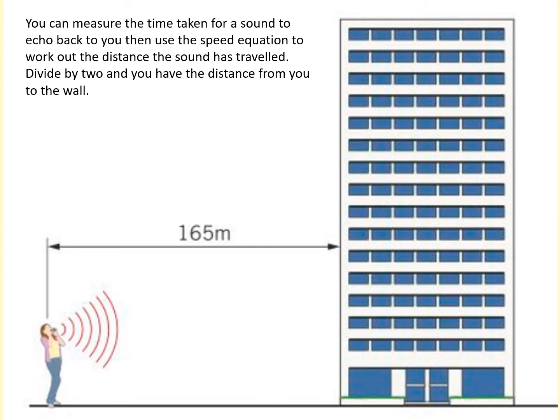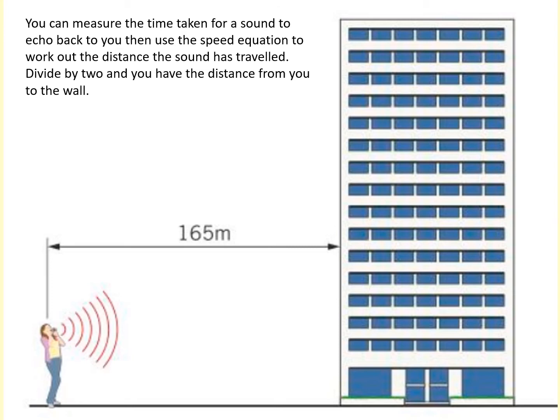Okay, you can measure the time taken for a sound to echo back to you and then use the speed equation to work out the distance that the sound has travelled. Divide by 2 and you have the distance from the wall. So this is something which often comes up in exam papers. The idea is that you stand far away from a building, a large flat surface, and you make a noise and then you time how long it takes for the echo of that noise to come back to you.